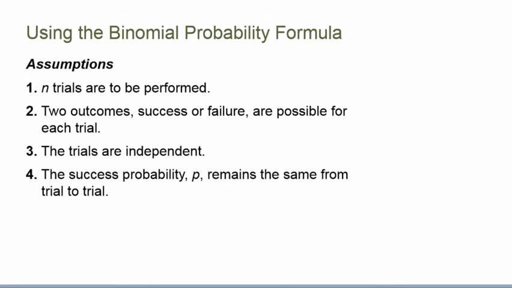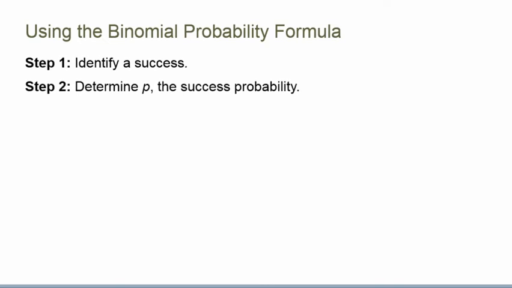4. The success probability, P, remains the same from trial to trial. Using the binomial probability formula, Step 1, identify a success. Step 2, determine P, the success probability. Step 3, determine N, the number of trials.